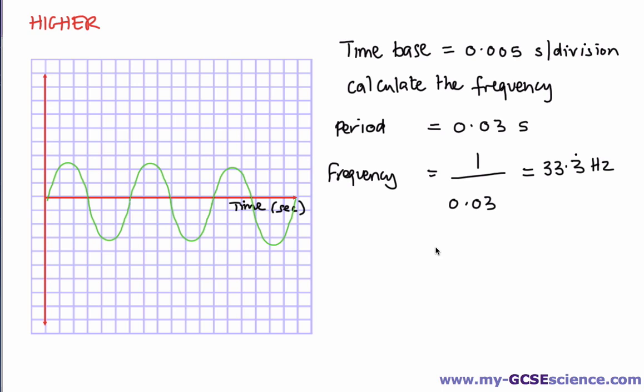Okay, so that's basically alternating and direct current, some higher tier calculation stuff for working out frequency. That's me done for this video, and I'll see you again soon.